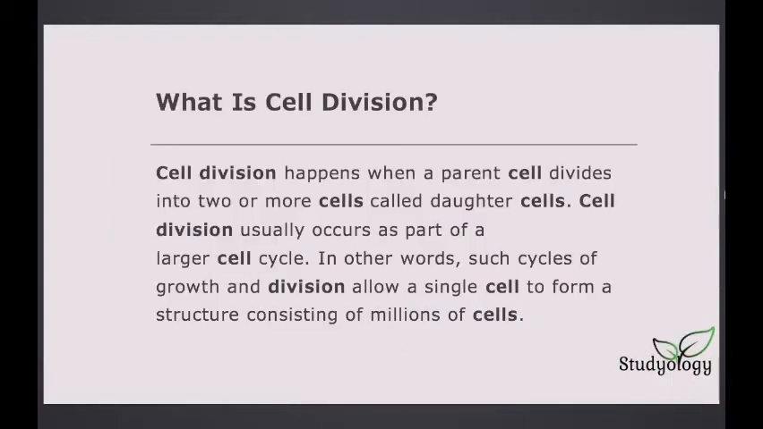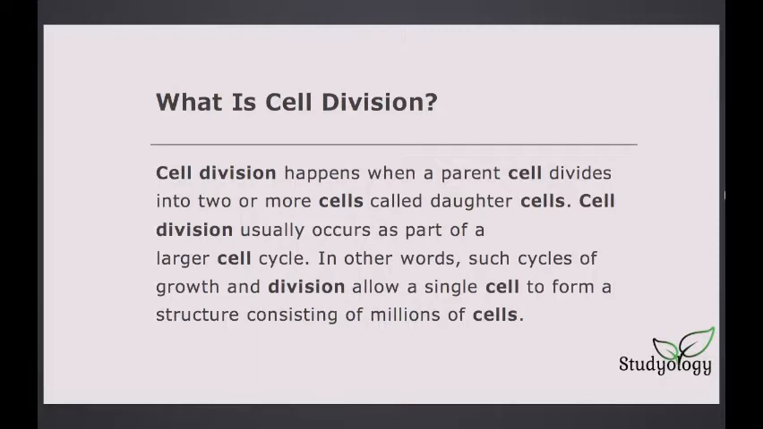To learn what mitosis and meiosis is, we have to learn what cell division is. Cell division happens when a parent cell divides into two or more cells called daughter cells. So cell division happens when a mature cell or a parent cell divides itself to form two cells, and the new cells are called daughter cells.